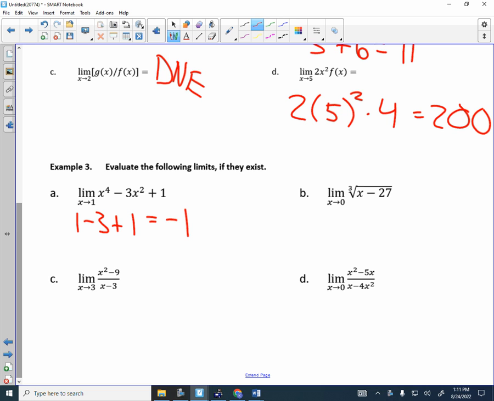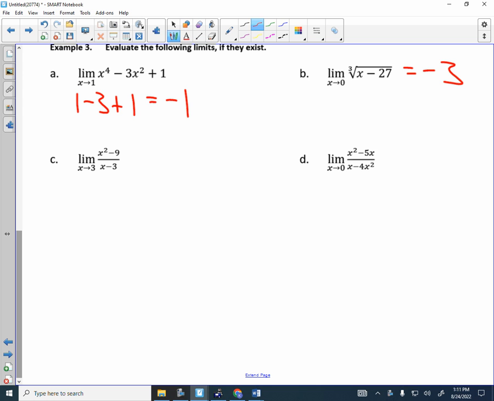It's a cube root function. Cube roots are fine to plug stuff into. If we plug in 0, what is 0 minus 27? What's the cube root of negative 27? You good with that? Okay, now what do we plug in for x here? And when you plug in 3, what is 3 squared? Minus 9 is 0. And the bottom, 3 minus 3 is?